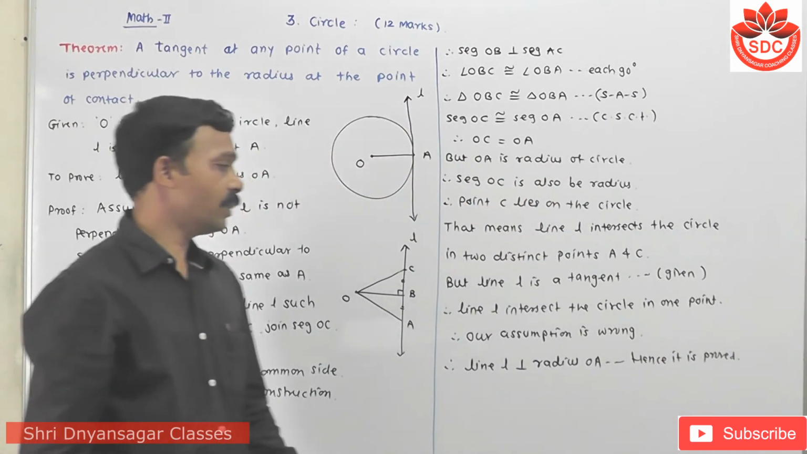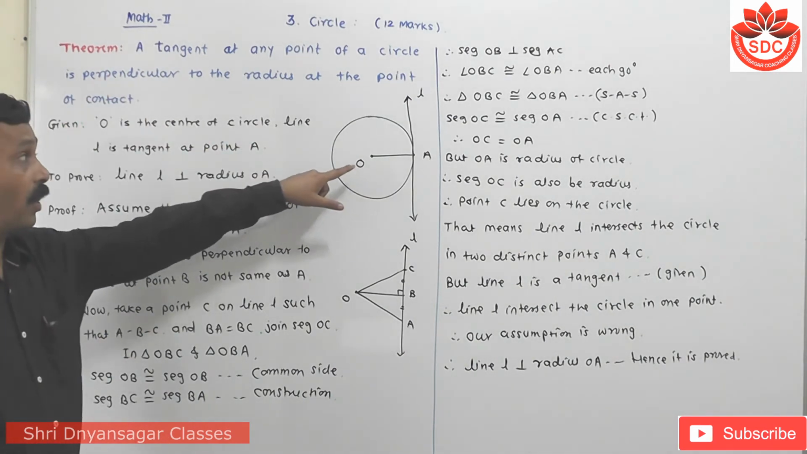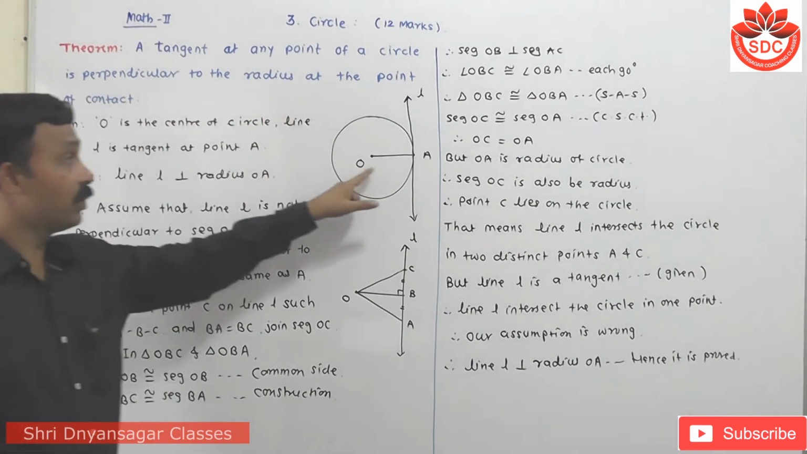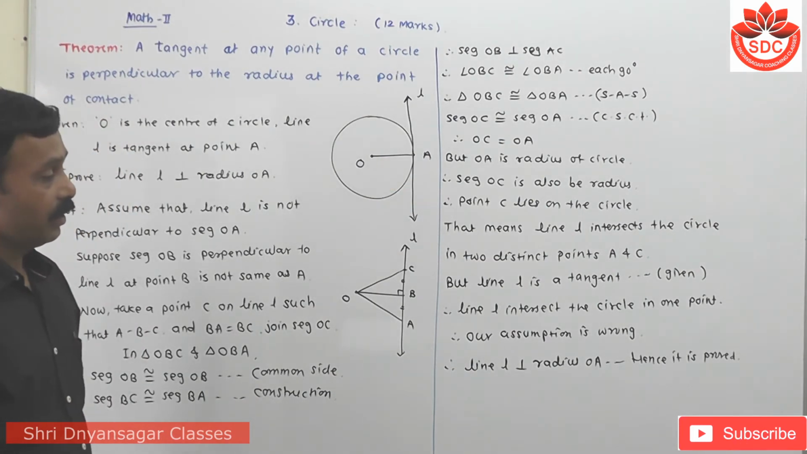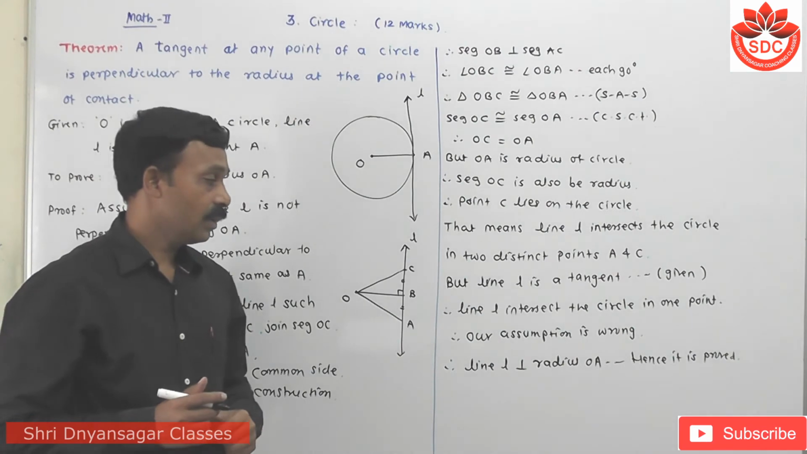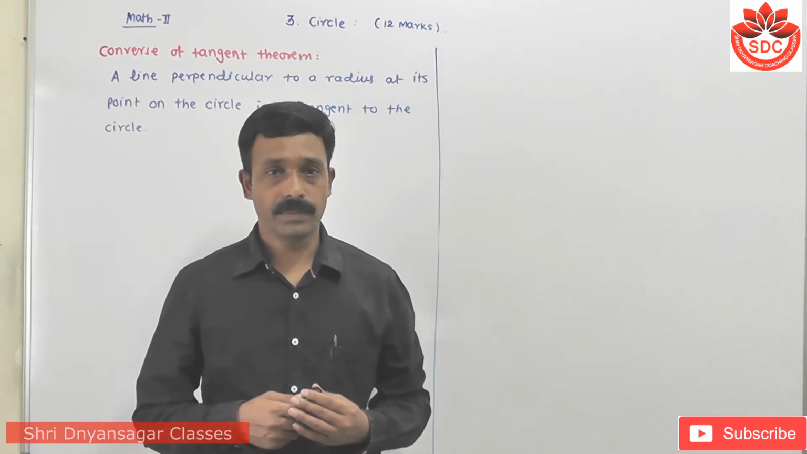Can you understand the first theorem? The theorem is, again I have to repeat, a tangent at any point is perpendicular to the radius at the point of contact. Okay, thank you. We see the converse of this theorem. We take the converse of this theorem.